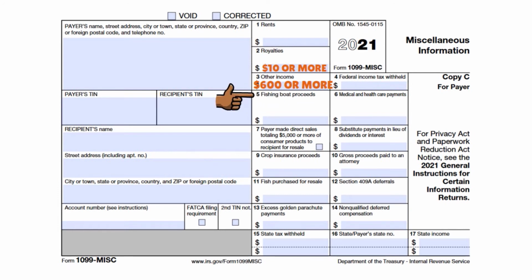Basically, you want to enter the individual's share of all proceeds from the sale of a catch or the fair market value of a distribution in kind to each crew member of fishing boats with normally fewer than 10 crew members.